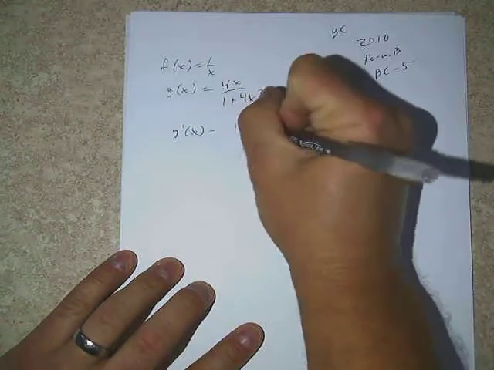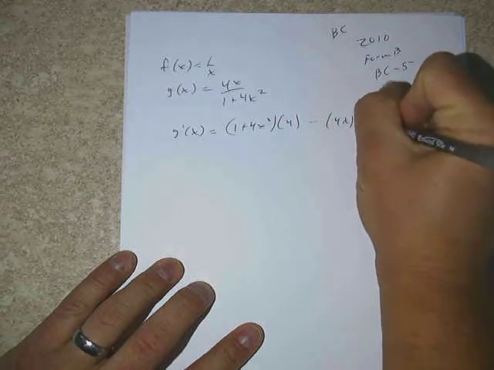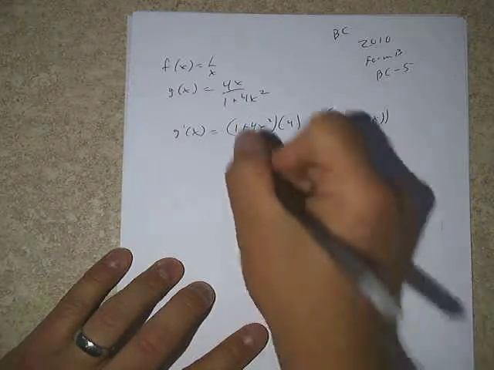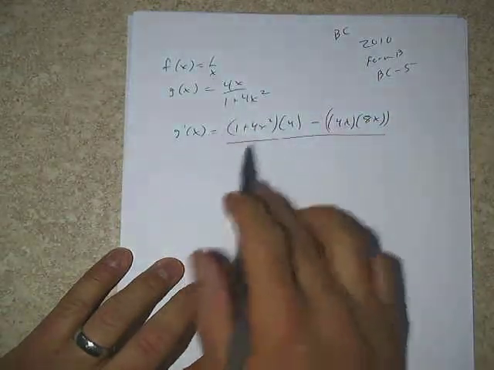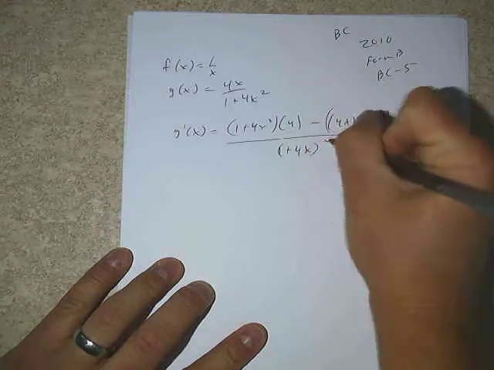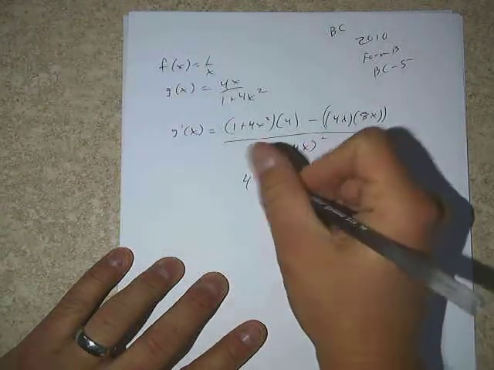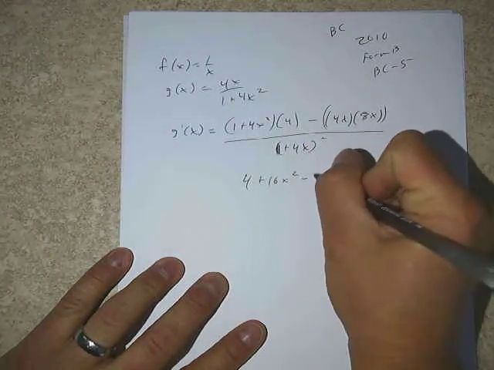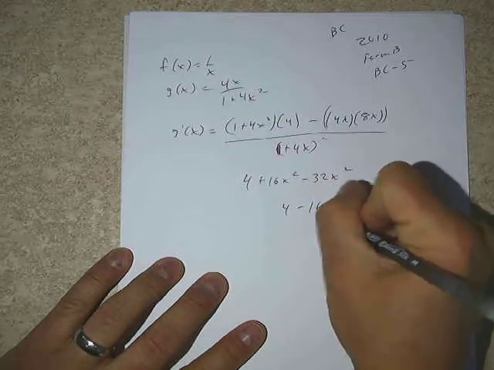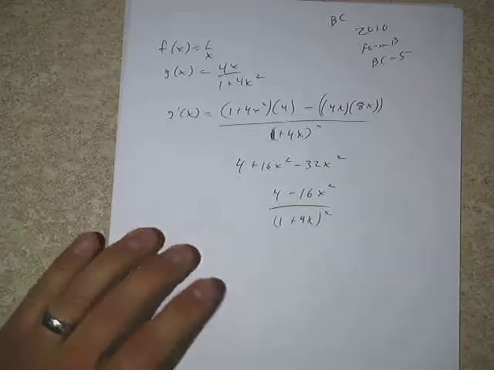So ultimately, if we find the derivative here, let's see, it's a quotient rule problem. We do the bottom times the derivative of the top, minus the top times the derivative of the bottom, all over the bottom squared, 1 plus 4x all squared. And we do the math on top, we get 4 plus 16x squared minus 32x squared, which ultimately will give us 4 minus 16x squared on top, 1 plus 4x squared all squared on the bottom.